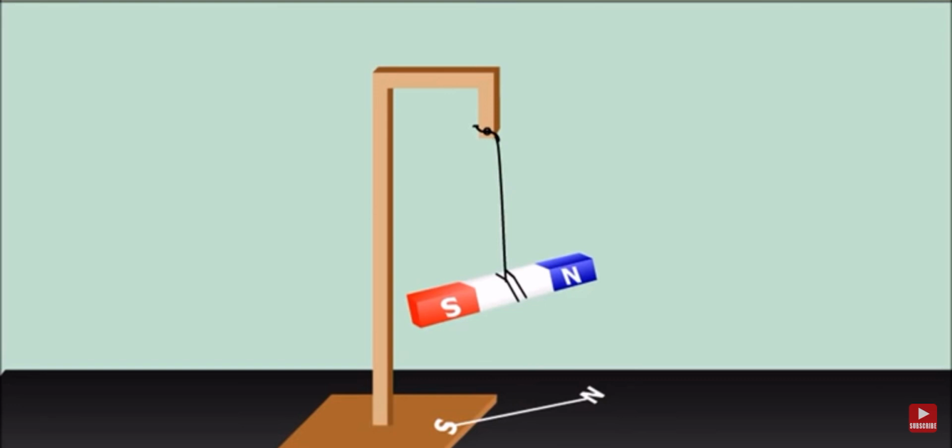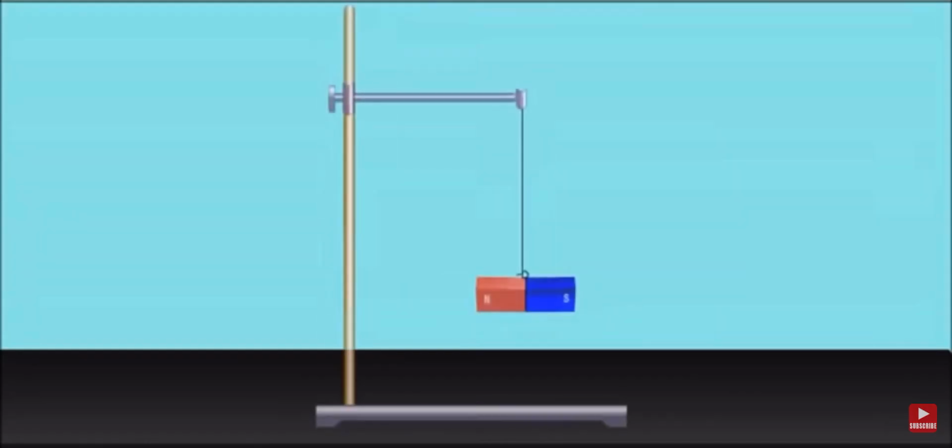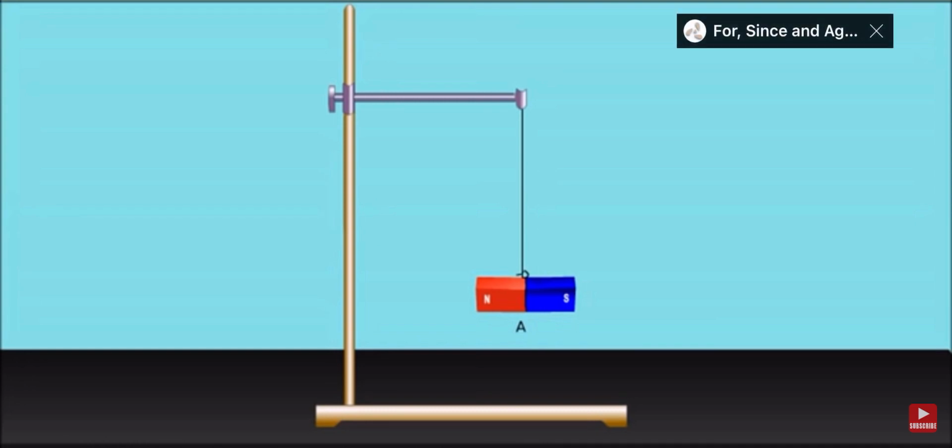The end of the magnet that points towards the north is called the North Pole, while the end of the magnet that points towards the south is called the South Pole. Interaction between magnetic poles. Like poles of two magnets always repel each other, while the unlike poles of a magnet always attract each other. Let us perform an activity to show the interaction between poles of a magnet.